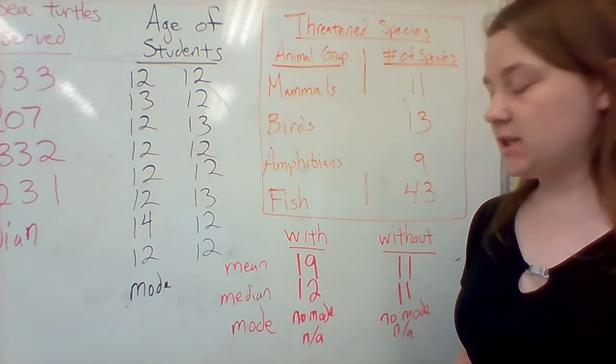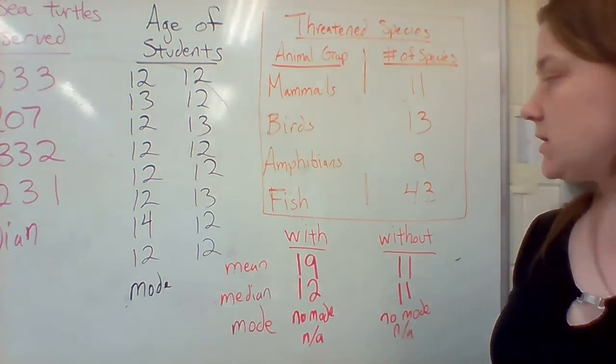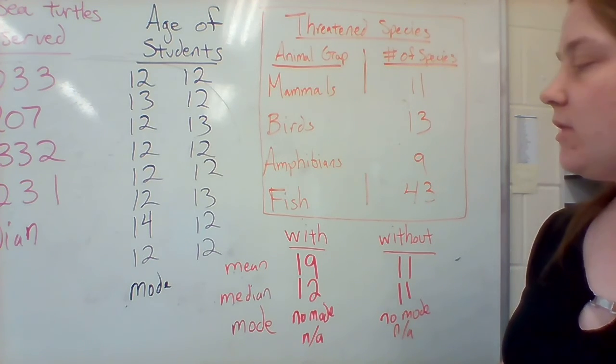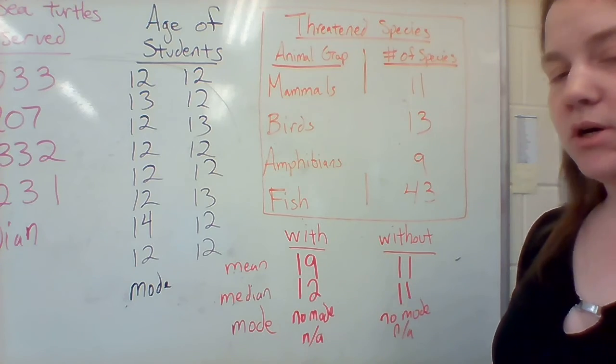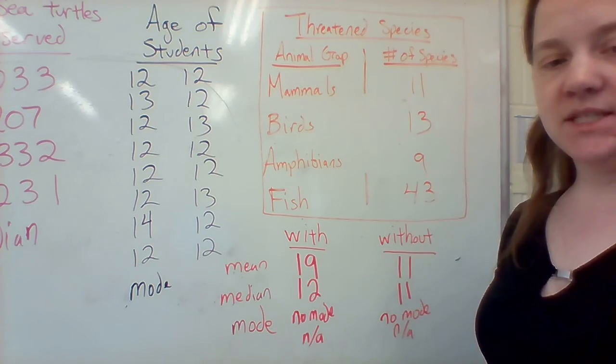So taking a look at this information, what you're going to do on your homework is answer the question of which one of these pieces of data, the mean, the median, or the mode, shows the best picture of this information.